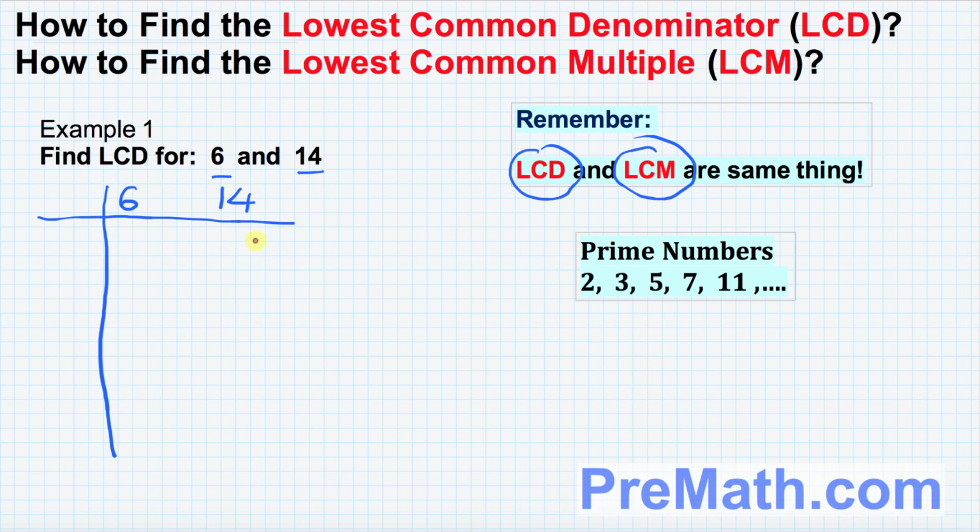Now, before we go any further, I want you to recall your prime numbers. What are the prime numbers? Prime numbers always start with 2. The next one is 3, 5, 7, 11, and the list goes on and on. Just keep in mind, they're going to be very helpful in these kinds of problems.